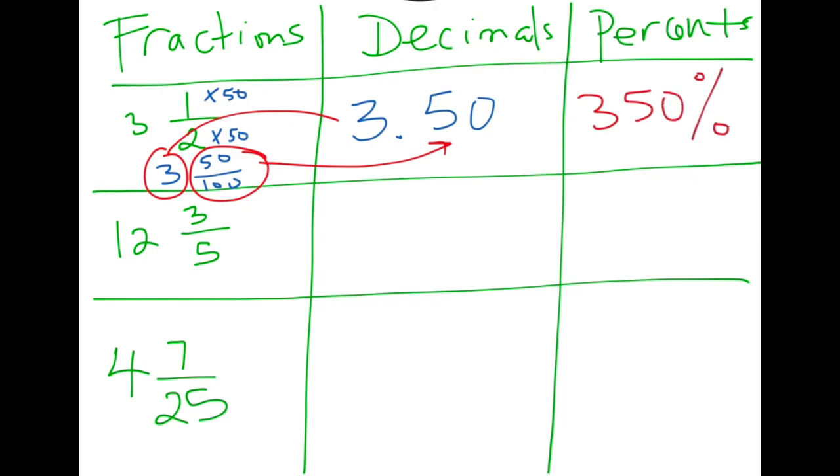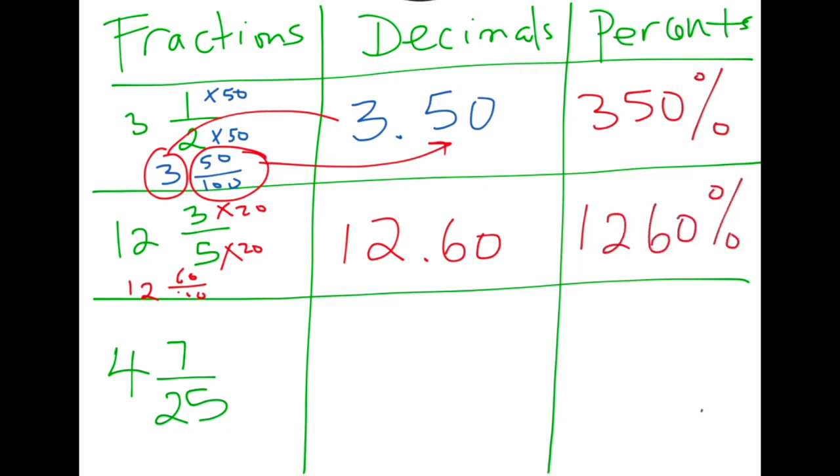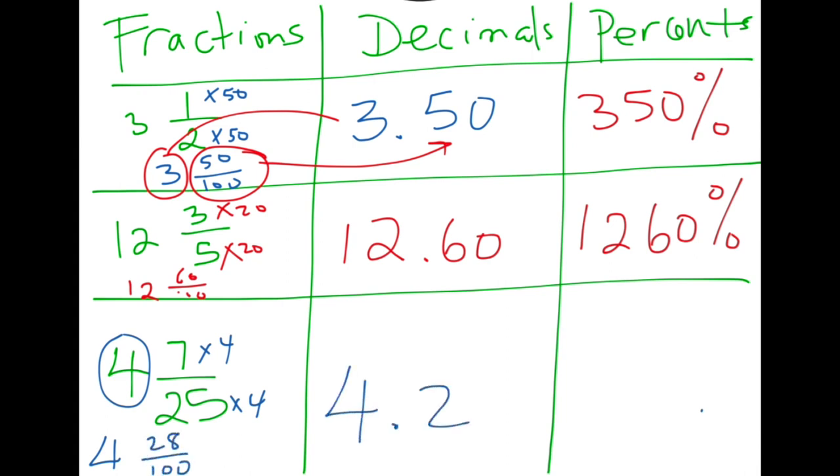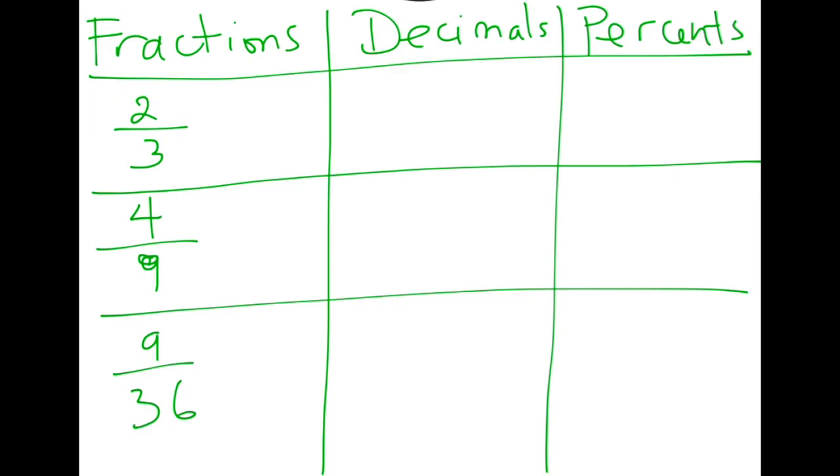The same thing goes for the next question. I will multiply by 20, so I can have my denominator as 100. So I end up with 12 and 60 over 100, 12.60, which means 1260%. How about the next one? I multiply by 4 to get the denominator of 100. So the whole number doesn't change, it's 4 times 28 over 100. That means 4.28, 428%.